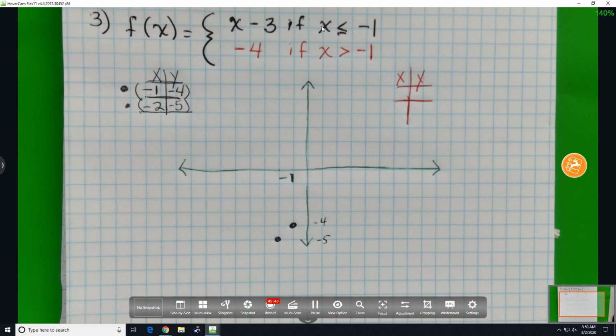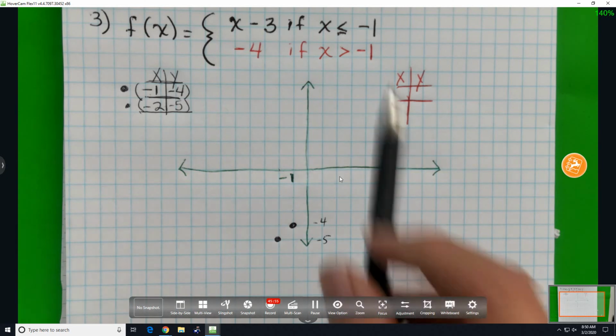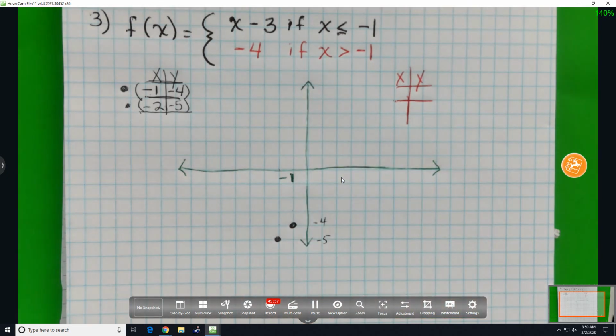It's got to be to the left of -1. So -2, -3, -4, any number to the left of -1. That black graph must be to the left of -1. You're choosing an x less than -1.